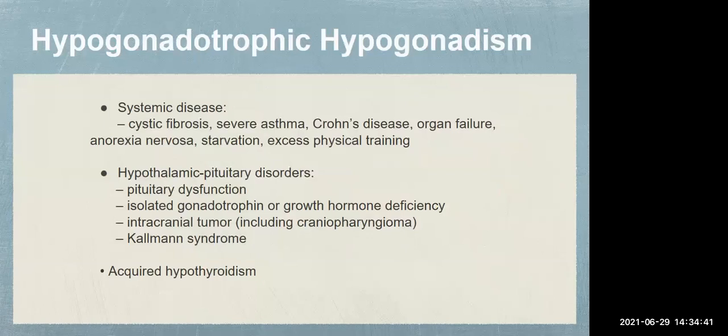So we proceed to hypogonadotropic hypogonadism. Among the causes is systemic disease such as cystic fibrosis, severe asthma, chronic disease, or organ failure, anorexia nervosa, starvation, and excess physical training. Other causes are hypothalamic pituitary disorders such as pituitary dysfunction, isolated gonadotropin or growth hormone deficiency, intracranial tumor including craniopharyngioma, and Kallmann syndrome. Hypogonadism can also be due to acquired hypothyroidism.